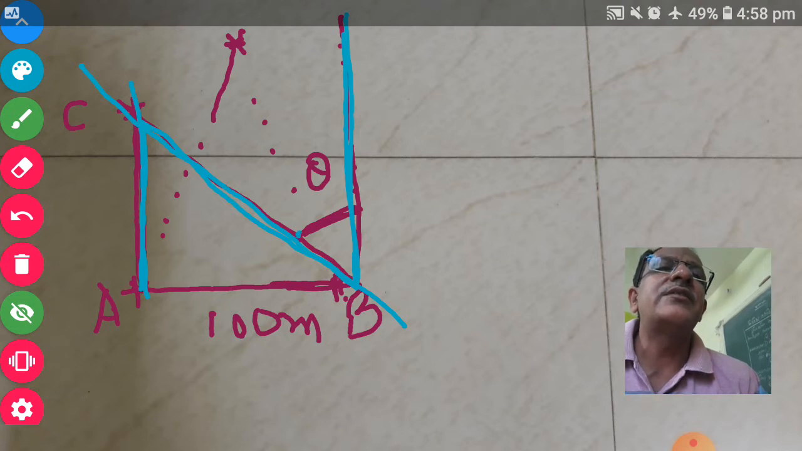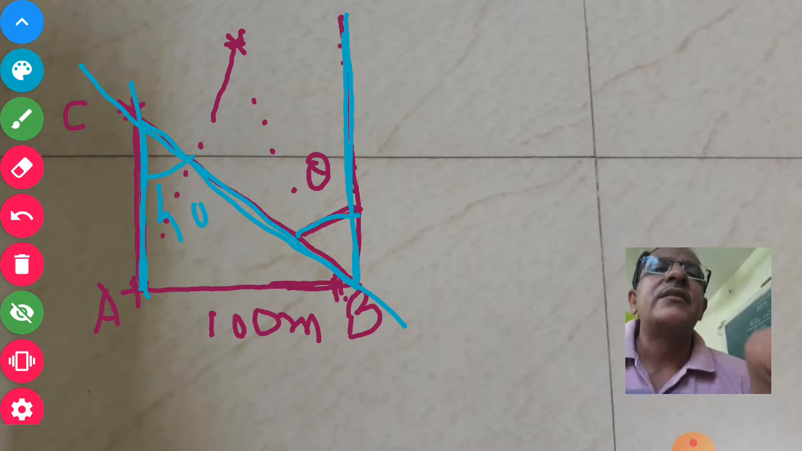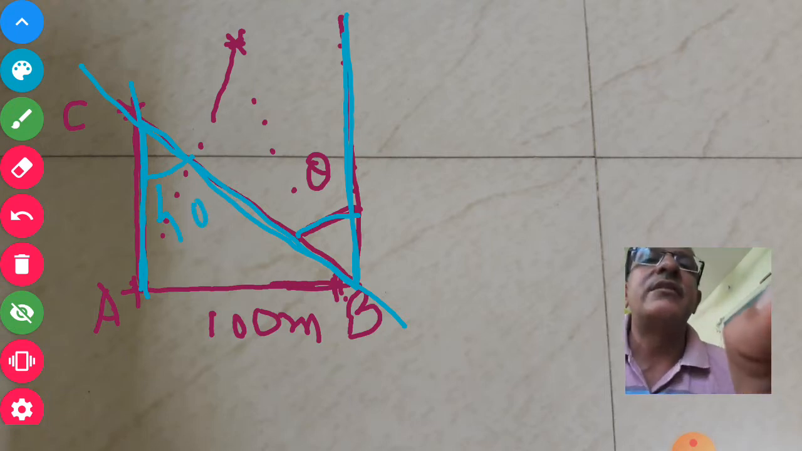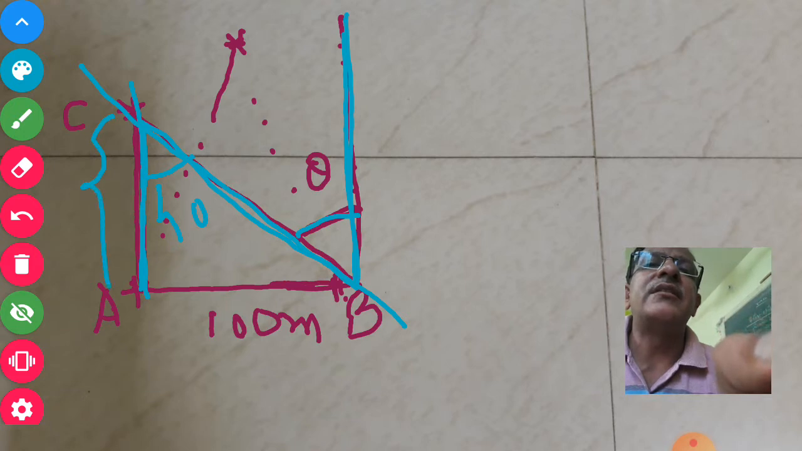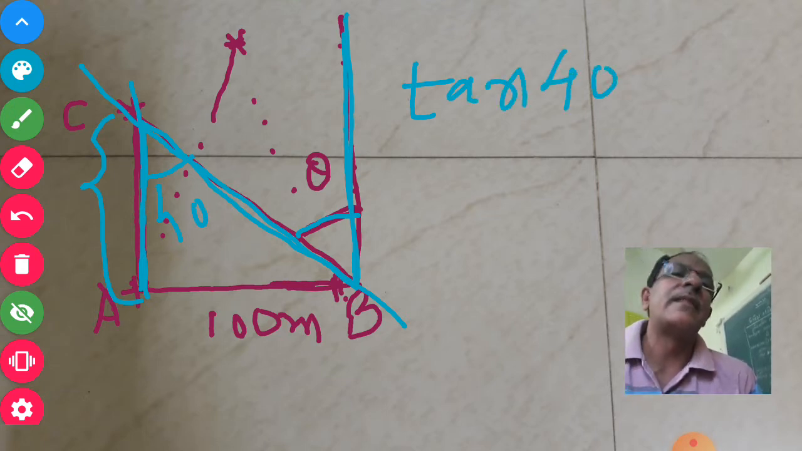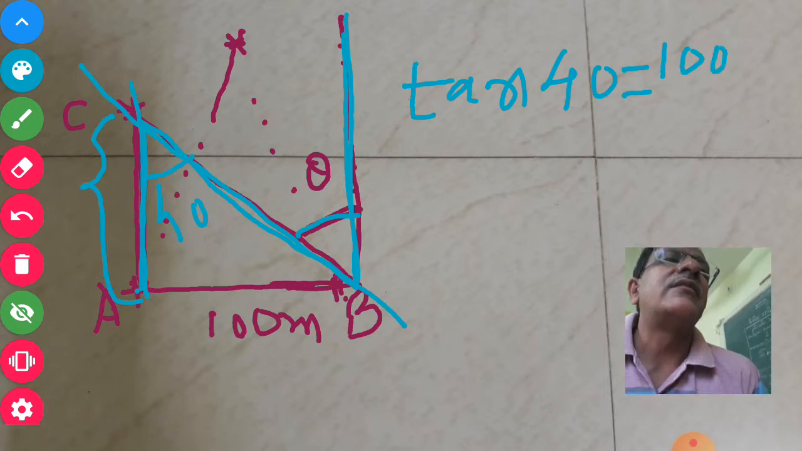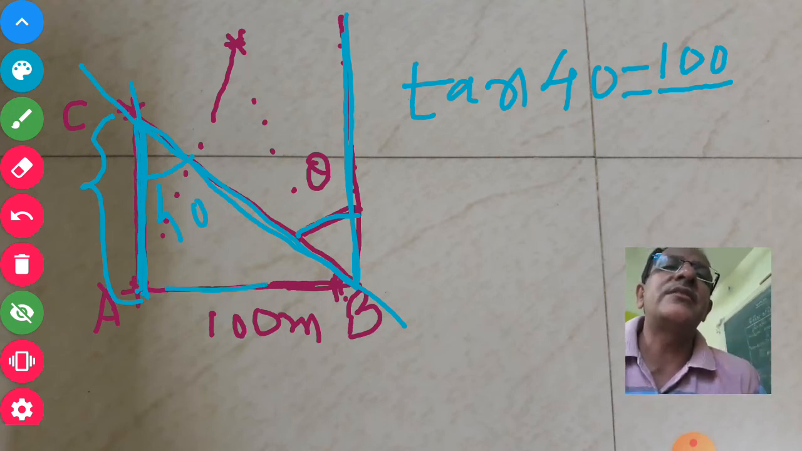So if this is say 40 degrees, then this has to be 40 degrees, and you can find AC easily, isn't it? You can take tan 40. Tan 40 is opposite upon adjacent. Opposite is AB, which is 100. Adjacent is AC. AC we want to calculate.